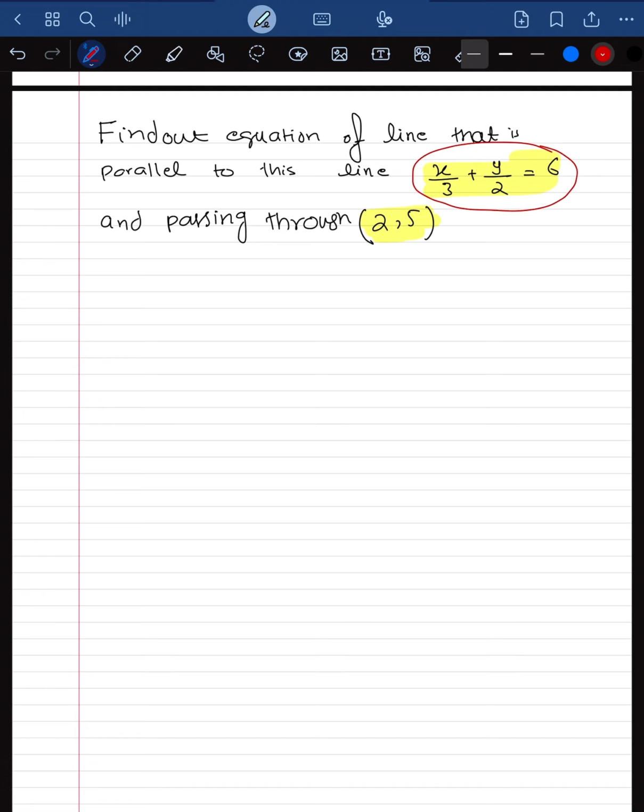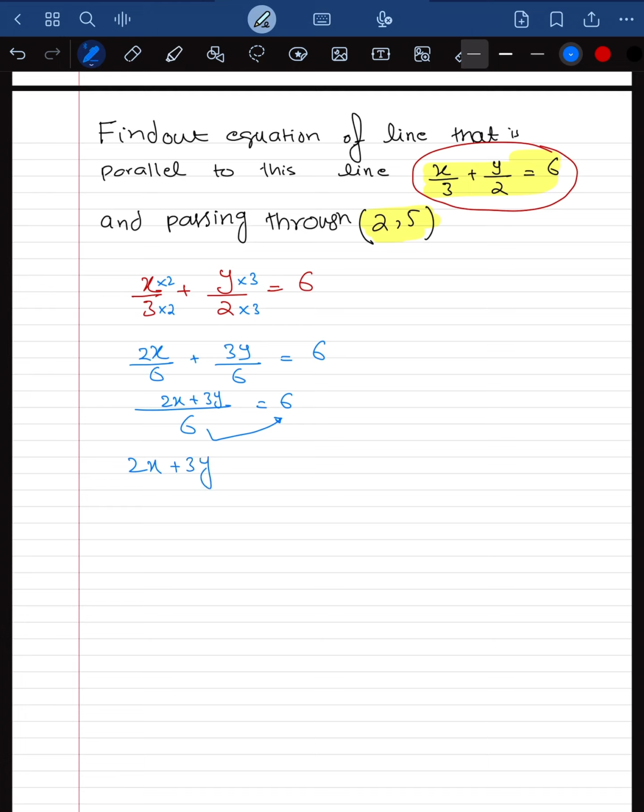In order to get the slope from this equation, we need to make y the subject of the formula. If we take the LCM of these two quantities, we need to multiply by 2 to make the denominators the same. Now you have 2x over 6 plus 3y over 6 is equal to 6. Now we can write 2x plus 3y is equal to 6, and the 6 will multiply on this side, so 2x plus 3y is equal to 36.